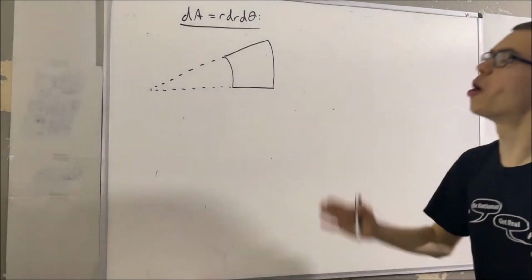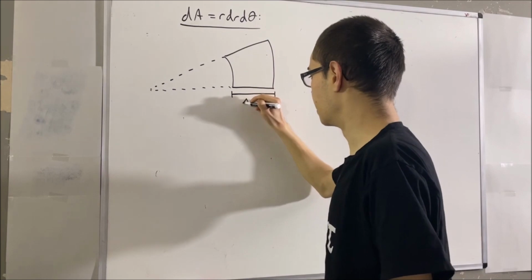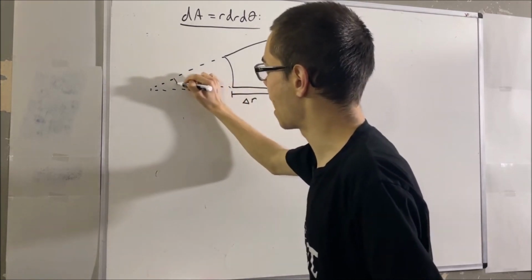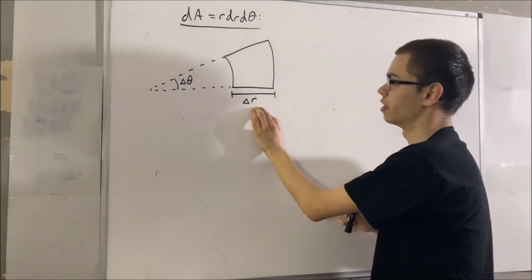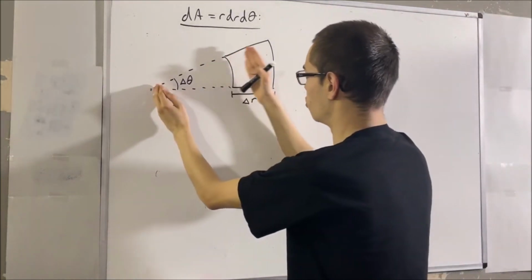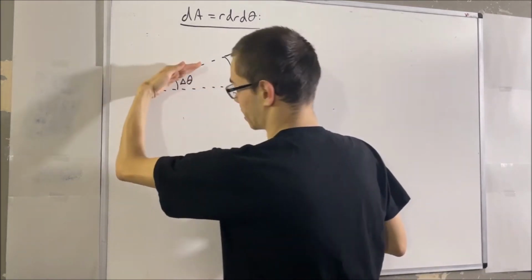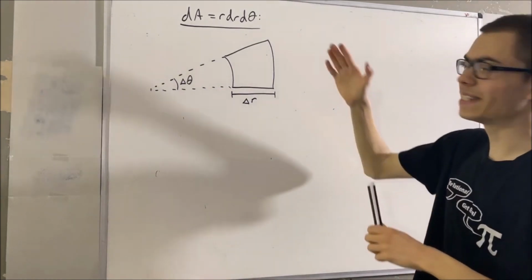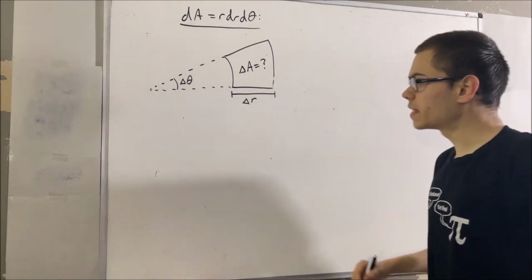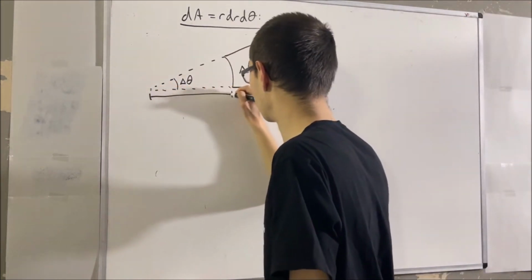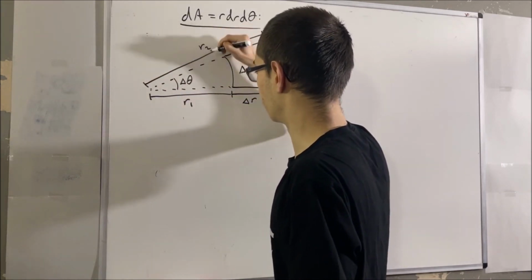That is to say, a region that looks like this. And this region, we're going to say, is bounded by delta r and an angle delta theta, where delta r is the difference between these two radii, and delta theta is the difference in angle between these two lines. So then, what is the area of this thing? Well, let's say that this radius is r1, and this radius is r2.